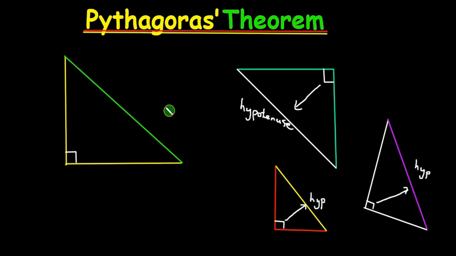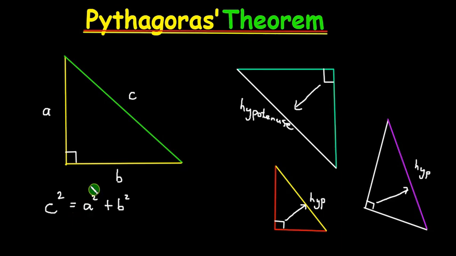Now, according to Pythagoras theorem, if we have sides A, B, and C, then the square on the hypotenuse is equal to the sum of the squares of the other two sides. What do we mean by that? Simple. The hypotenuse here is C. So C squared is equal to A squared plus B squared. It is simply the hypotenuse squared equal to the other two sides squared.